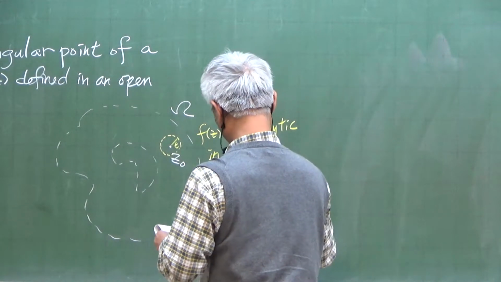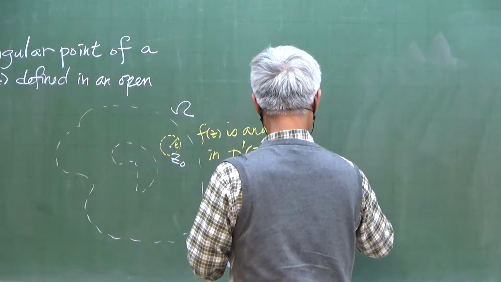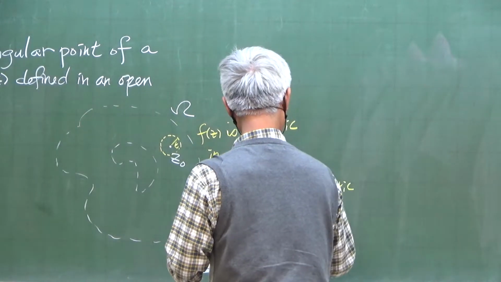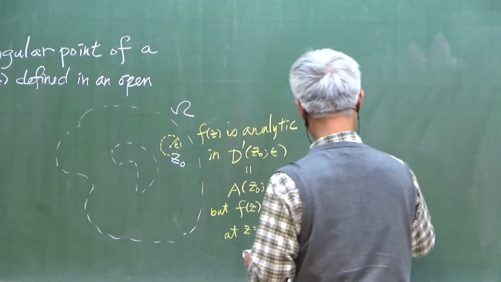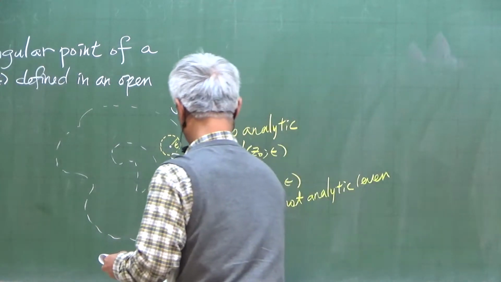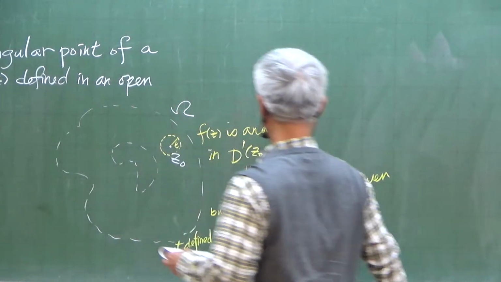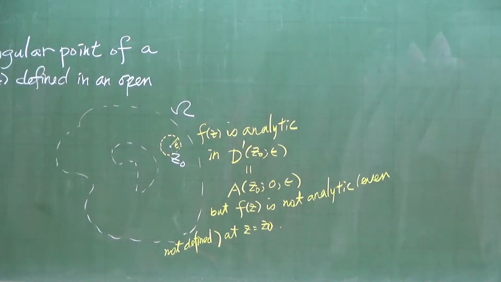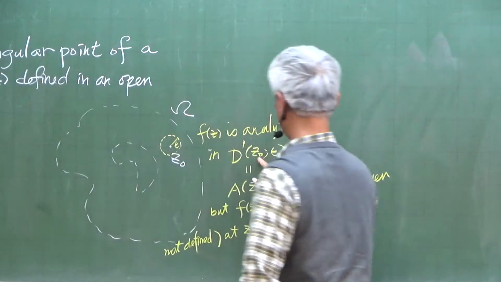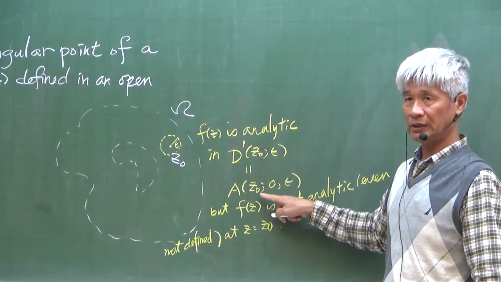But f of z is not analytic, or even not defined, at z equal to z0. So this is the situation. So f of z is analytic in this kind of annulus.